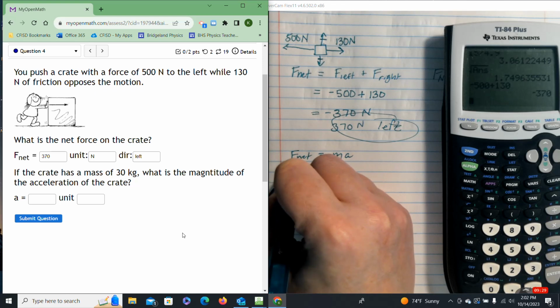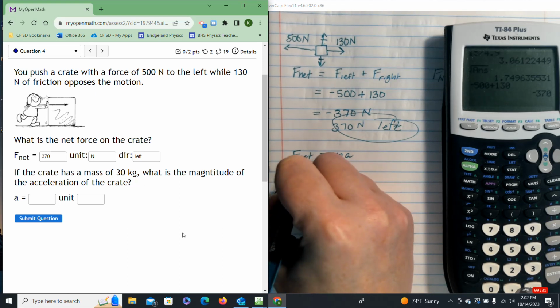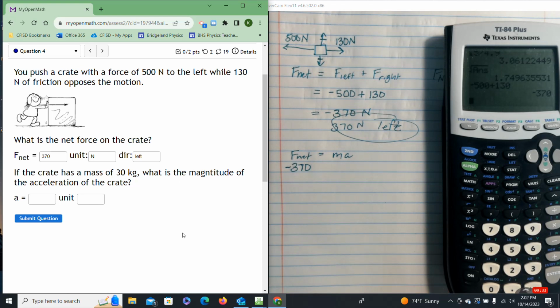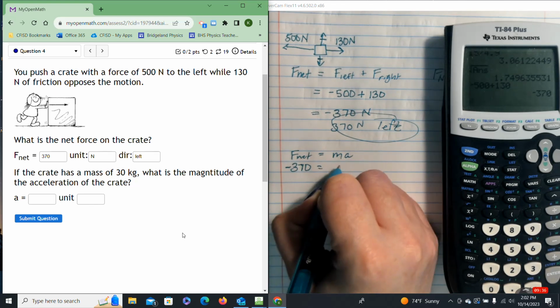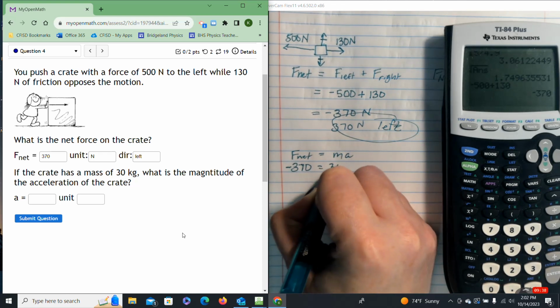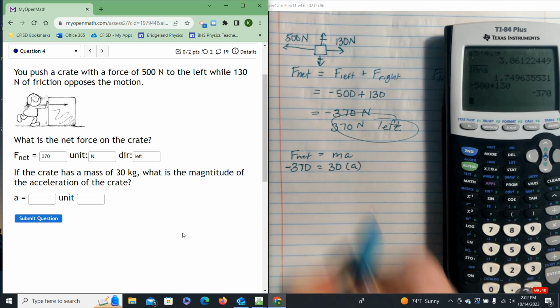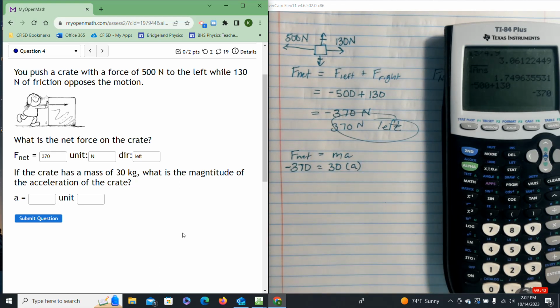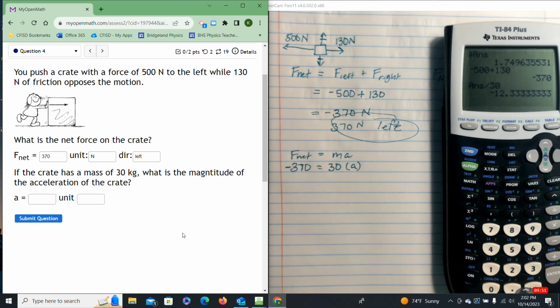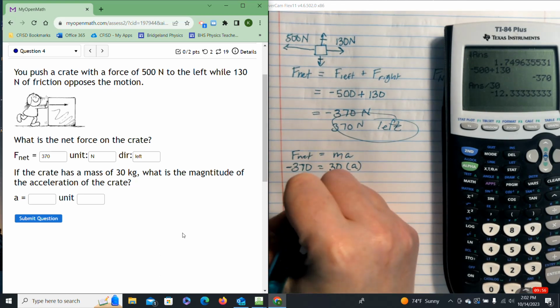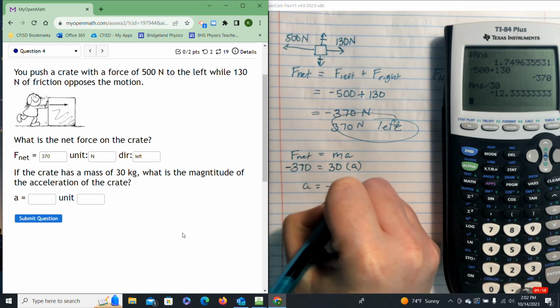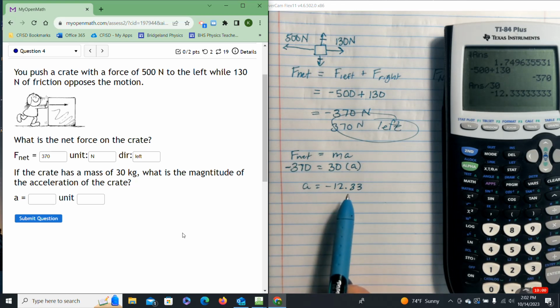My net force is, again, negative 370 or 370 newtons to the left. My mass is 30 kilograms. Again, that's in the second part of the question, and we're looking for A. To solve for A, I need to isolate that variable, which means I need to divide both sides by 30. And when I divide both sides by 30, I get negative 12.3 repeating. And again, that negative sign that I just got doesn't mean that it's a negative number.